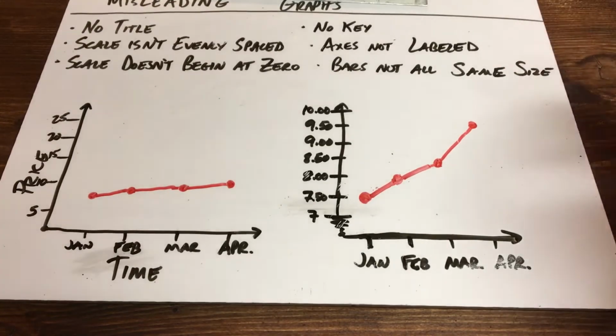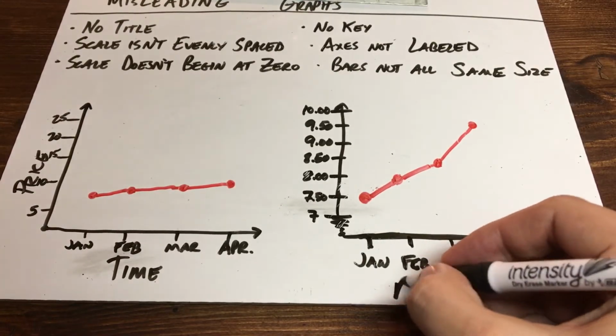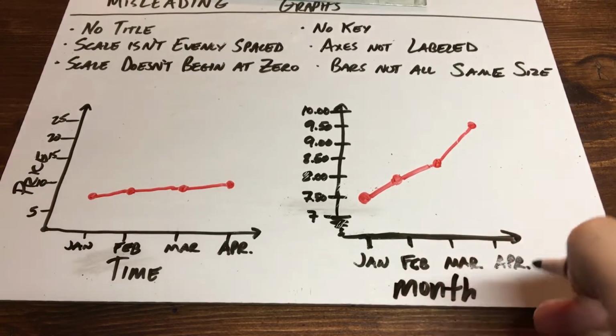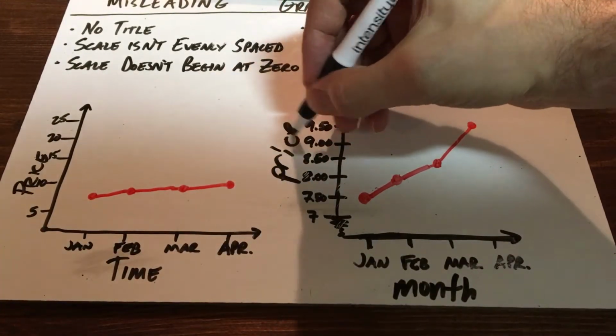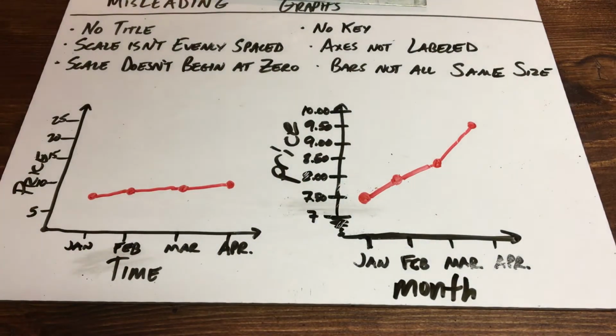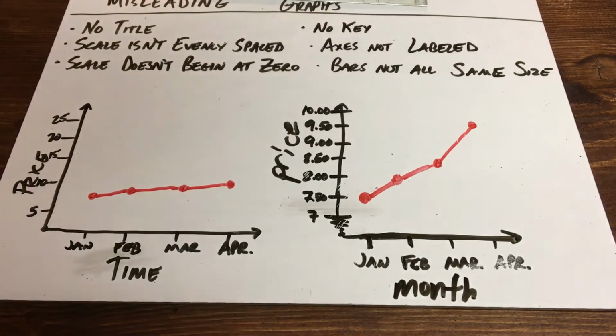You could not label the axes, like if here I didn't put month, and if I didn't put price off to the side, right? That would be misleading. Sorry, my handwriting's sloppy there. You could make it by the bars not all being the same size. Like if you're doing a bar graph and you made a couple bars really thick and you made one of them really skinny. But anyway, here is a classic example.